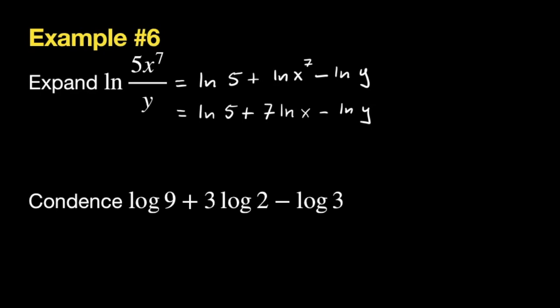For the next one, we're going to condense it. So that means that these two are going to be adding, and we're going to be dividing this one. But remember that this is going to be an exponent because it's in front of the logarithm. So we're going to write it as log base 10, even though we don't have a written 10, of 9 times 2 to the third power divided by 3.